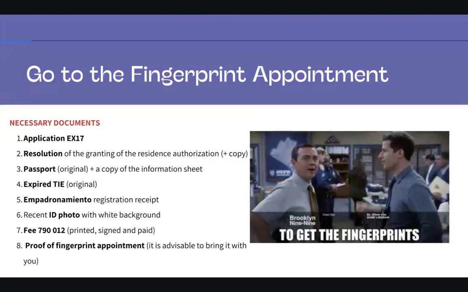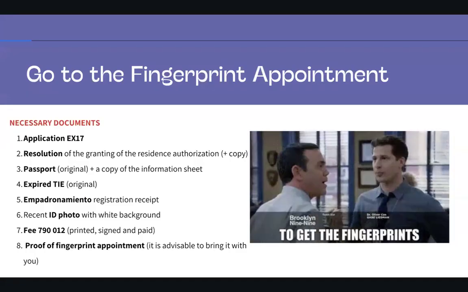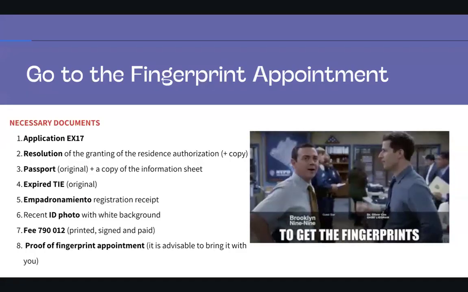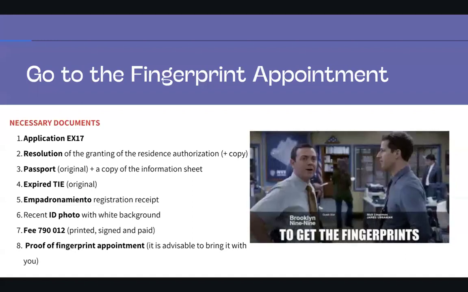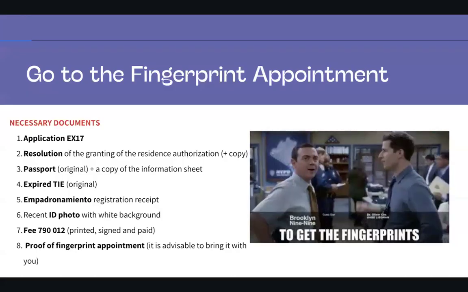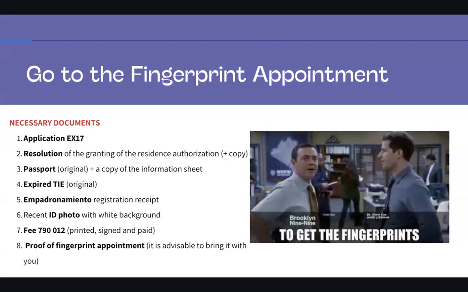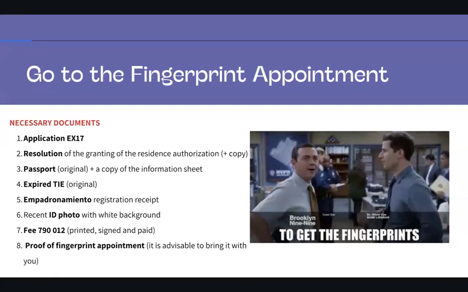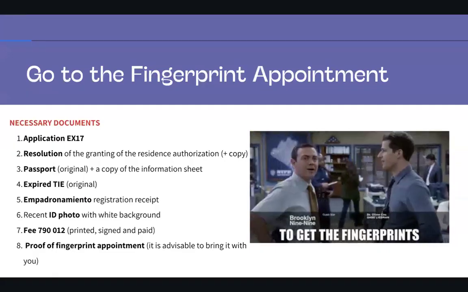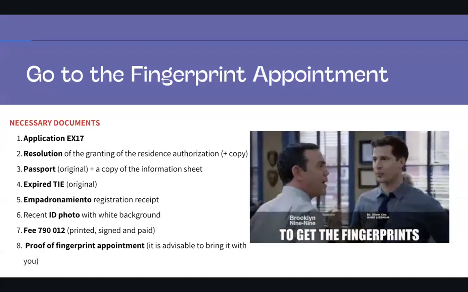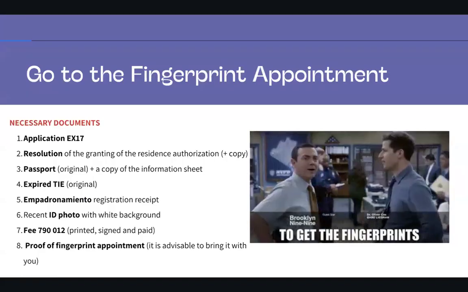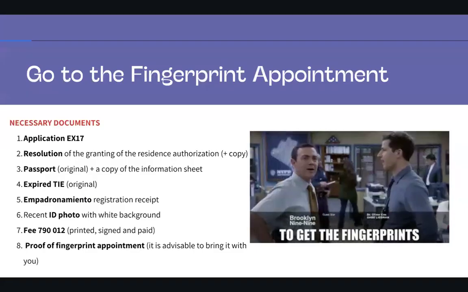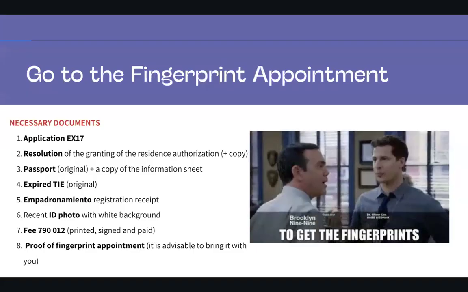Now, for the fingerprint appointment, what do you have to bring? Well, you have to bring the EX17 form, application form, your resolution that you had just downloaded from Mercurio, your passport, your expired TIE, because that one is what you're going to change and replace with a new one. Empadronamiento, if you have submitted it, a recent ID photo, and the tasa with code 012, printed, signed, and paid, and the proof of your fingerprint appointment.